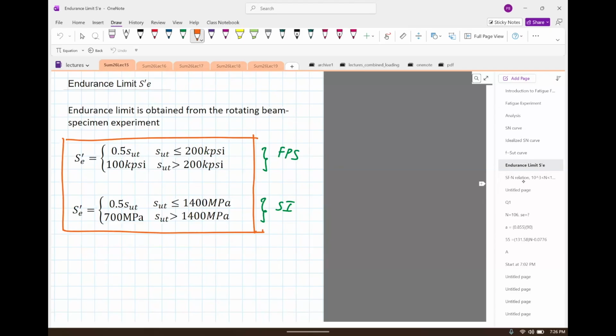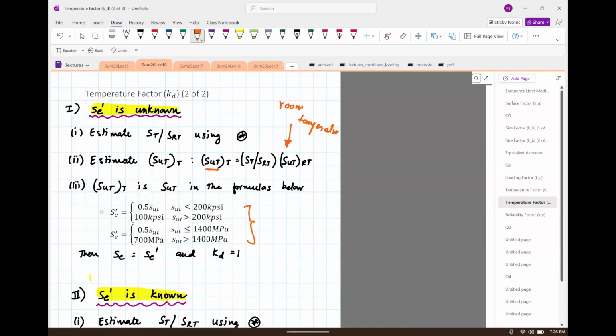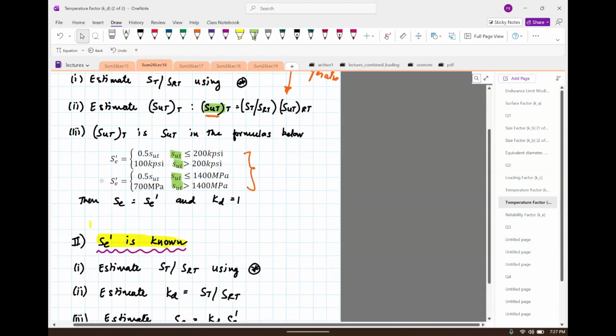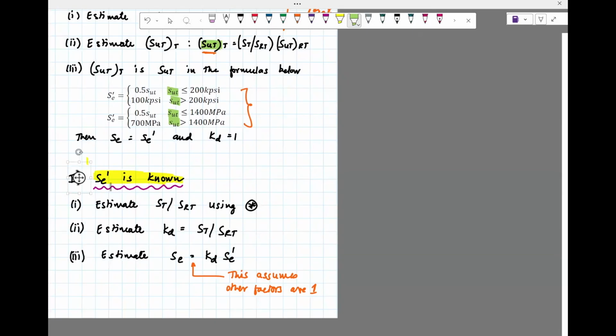The difference being that you actually use SUT at the elevated temperature. So this SUT is what you use here. You do not use the room temperature SUT, and this is the point where students get confused. This is very important: you use the SUT at the operating temperature, not at room temperature. And this will become clear when you solve problems. That's the key difference.